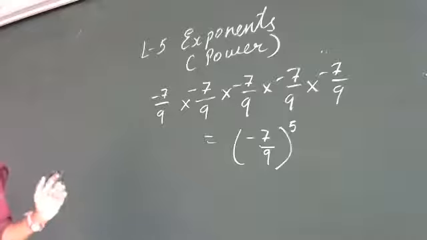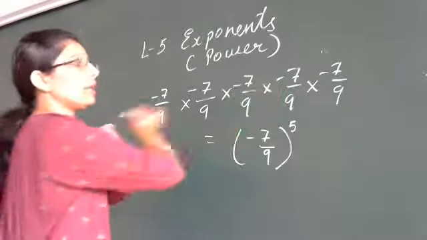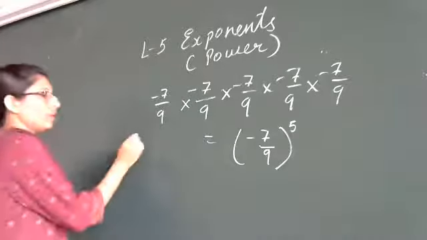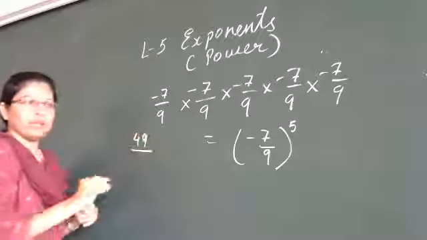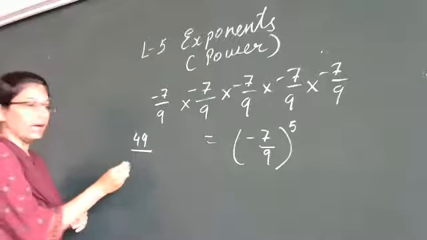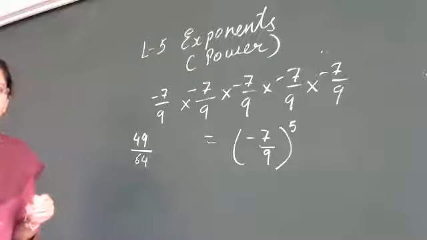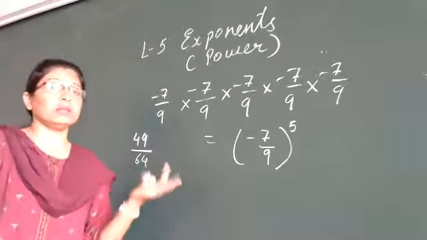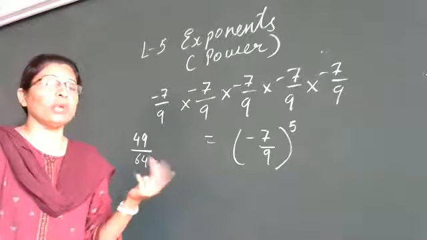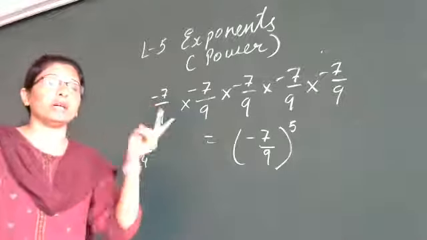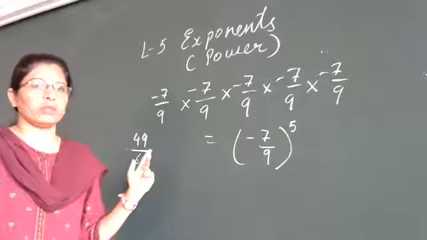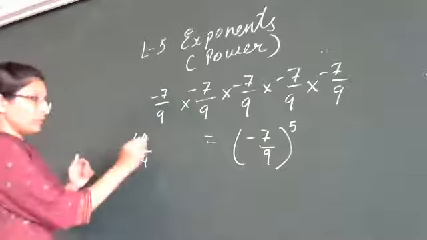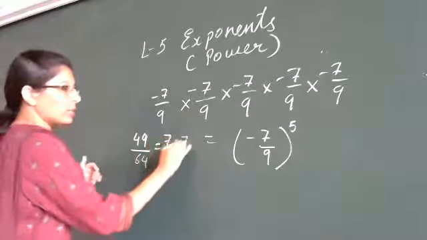Yes, okay. Sometimes it will not be given in the multiplication form. Now for example, if I take a simple example, 49 by 64 is there. So 49, how can we split? Same number. How can we split the 49 into two factors? 49 divided by 2? No. 7 into 7. Yes. 7 into 7.